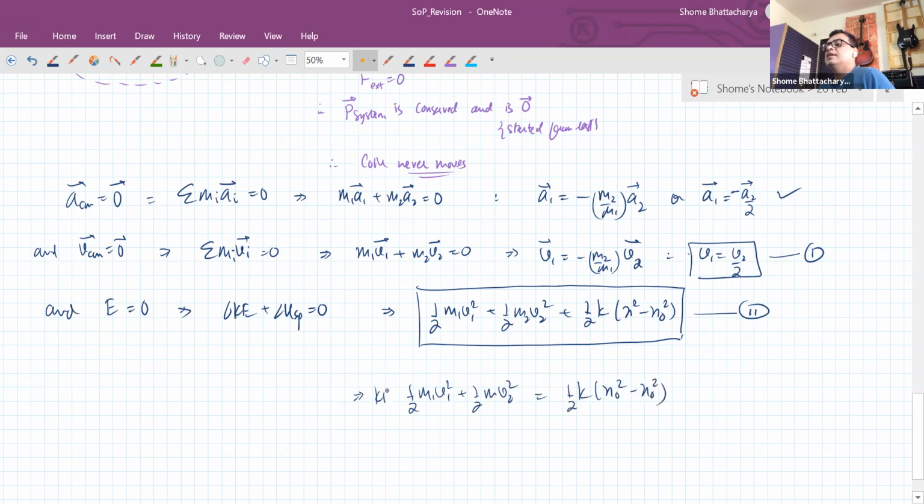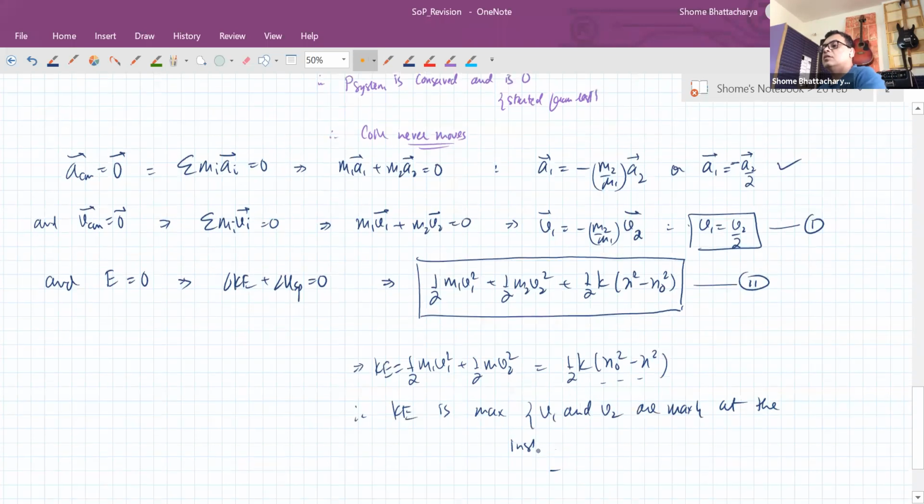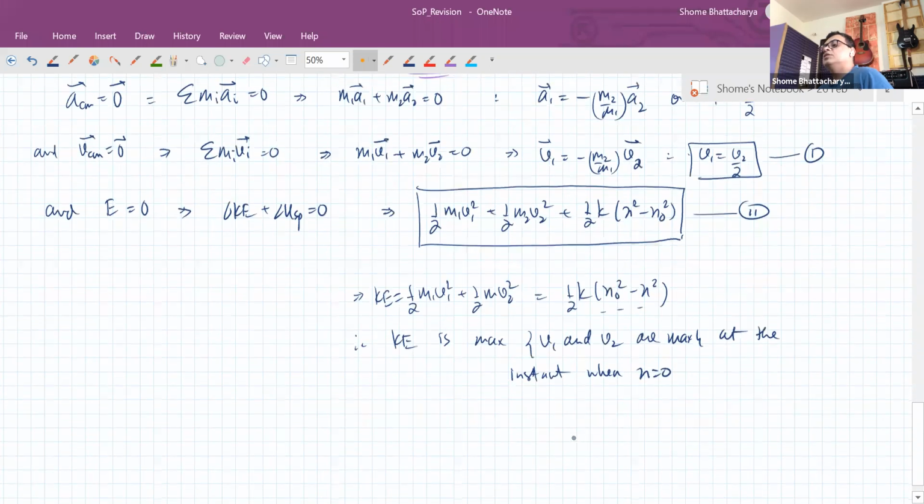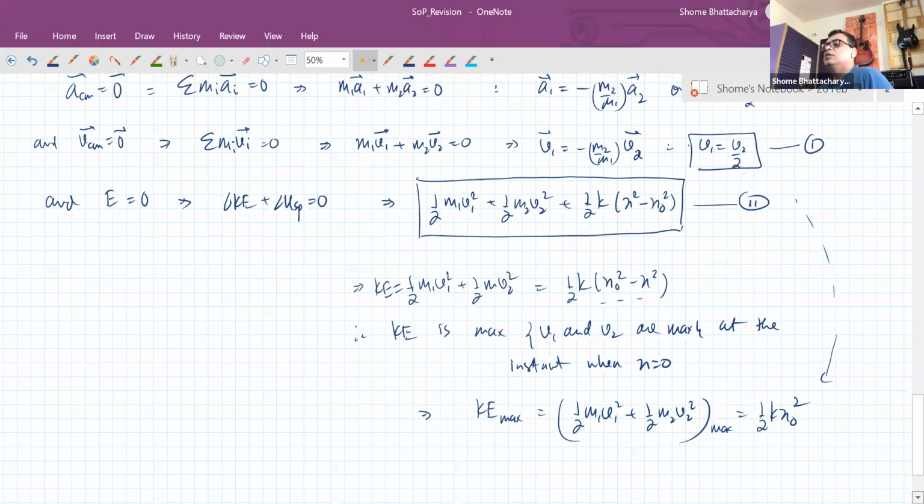So you can see the kinetic energy of the system is this kind of relation, x naught square minus x square. So the kinetic energy will be maximum when x is zero. That means V1 and V2, the individual speeds, are maximum at the instant when the spring is back to natural length. So this is the maximum kinetic energy of the system. So now we can substitute all this over here.